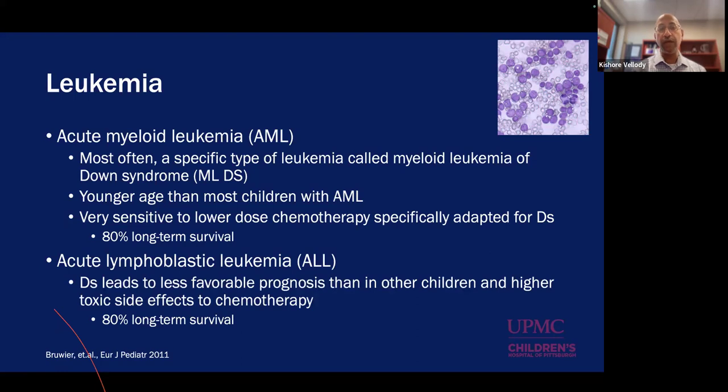And then ALL actually is not as favorable as it is perhaps in children who don't have Down syndrome, because the kids with Down syndrome have more toxicity to the chemotherapy. And so they both have about an 80% long-term survival. That 80% is a good number for AML compared to the general population, but not so great a number when it comes to the fact that 95% or so children with ALL without Down syndrome do well. Only 80% of children with Down syndrome will. So again, not a common diagnosis for us to make, but certainly more common than it would be in the general population.